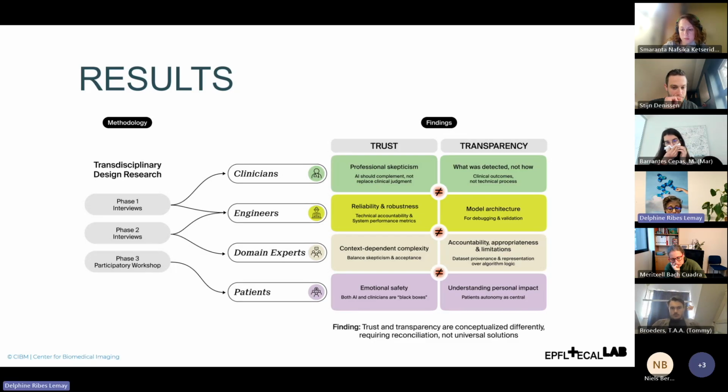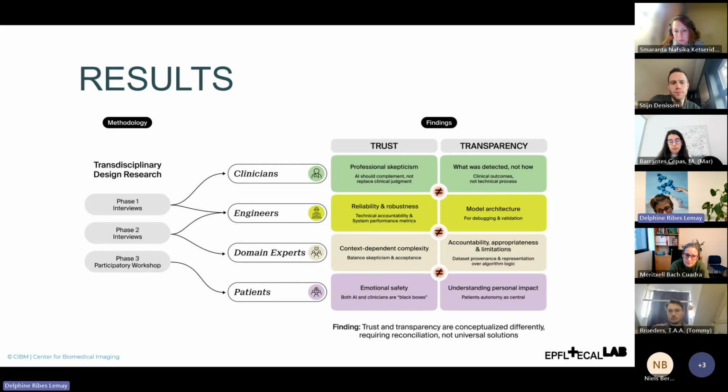Also, we don't have the same view on transparency needs. Clinicians want the locations of the lesions. Engineers want to know how the model is made, how uncertain the model is, and the patient wants to understand the impact that it will have on them. What is interesting is that there is no overlap. That's why some explainable tools fail, because what engineers want, as we develop the method, is not exactly what is required.